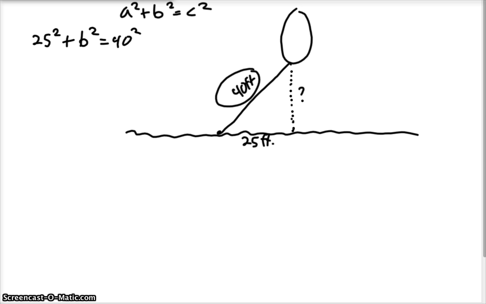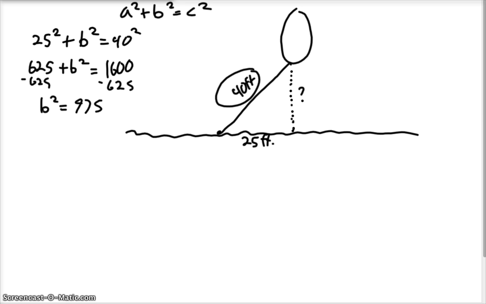Alright, so 25 squared is equal to 625 plus b squared is equal to 40 squared, which should be 1600, I think. Yeah. Alright, so now I need to subtract 625 from each side. Remember, now we're just doing our algebra, trying to get b squared all by itself. So it's a positive 625, so I'm going to subtract it. So we just end up with b squared equals 975.